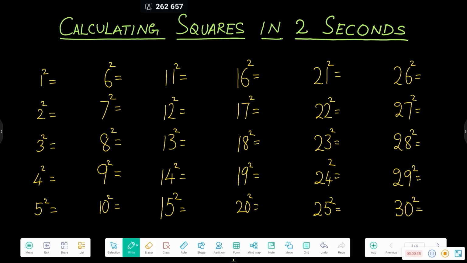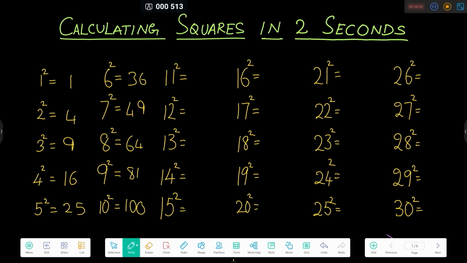So let's first start off with small numbers. 1 square. We all have memorized our squares, let's say till 10, in our tables itself. 1 square is nothing but 1 into 1, which is 1. 2 square is 4. 3 square is 9. 4 square is 16. 5 square is 25. 6 square is 36. 7 square is 49. 8 square is 64. 9 square is 81. 10 square is 100.